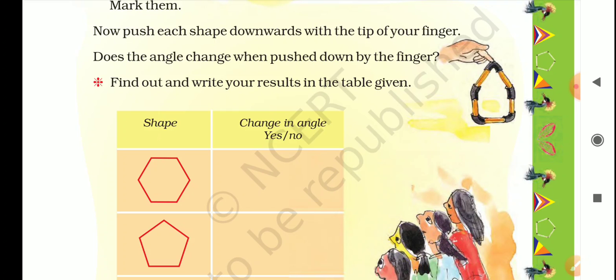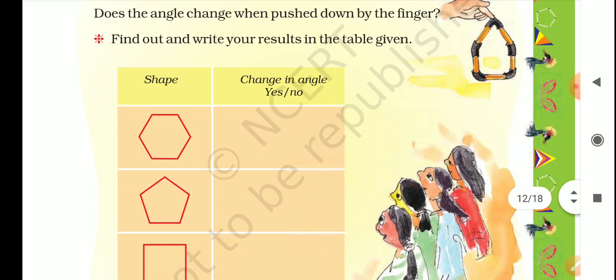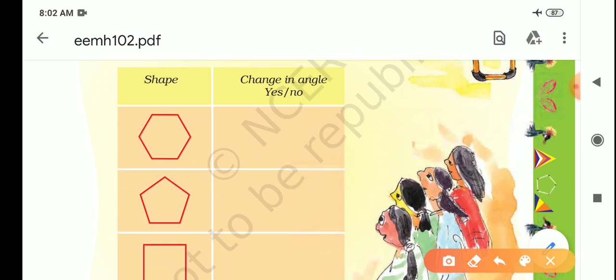There are two columns, shape, and the other column is change in angle, yes or no. You have to state whether the angles are changing or not. So if angles are changing, you have to write yes, and if angles are not changing, you have to write no. So let us start. In first figure, if it is pushed down, will there be a change in shape or no? So our answer will be yes, because in first figure, if it will be pushed down, the change in shape will be there. So we will write here yes.